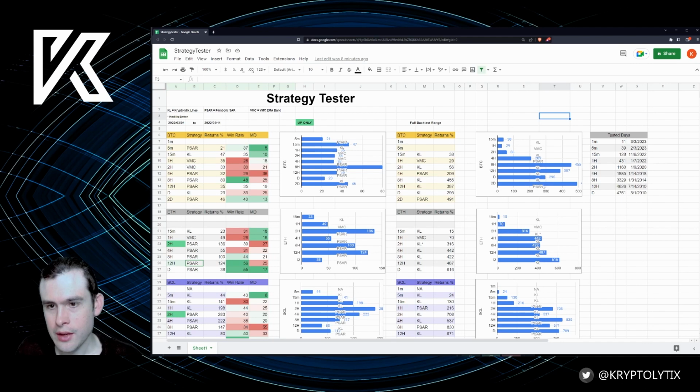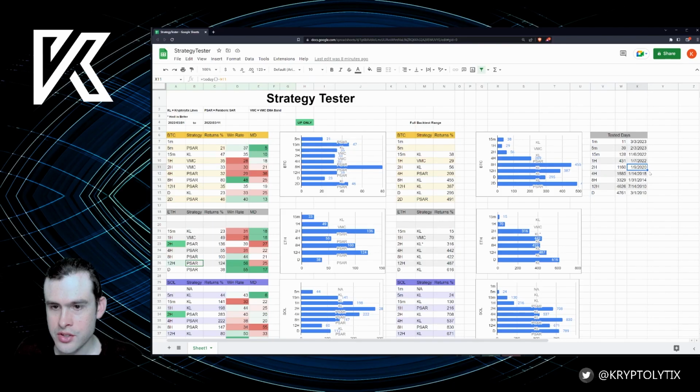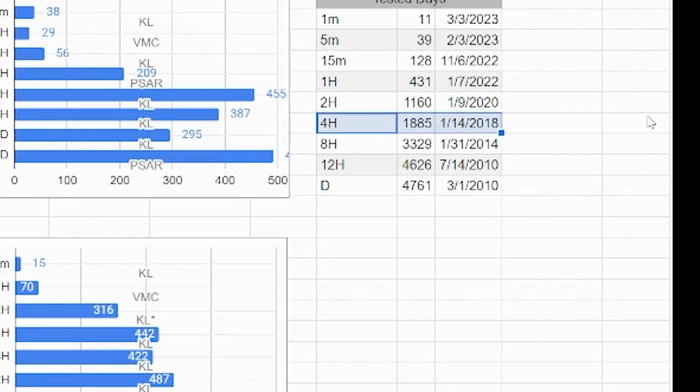So if you have a look here, this is the amount of days that it backtests if you don't restrict it. So we've got the 15-minute goes back 128 days. That's pretty reasonable. So that's within the date range that I really care about. 1 hour, that's fine. That's within the date range I care about. But then we go to 2 hour, that's going back to 2020. So that's not that helpful. 4 hour, it's going back to 2018.